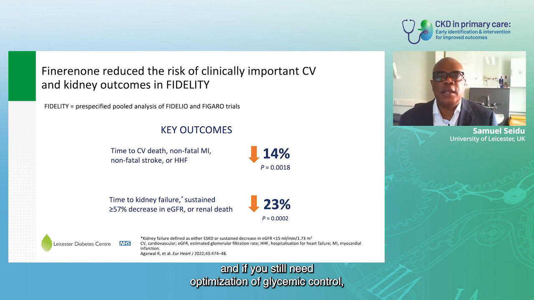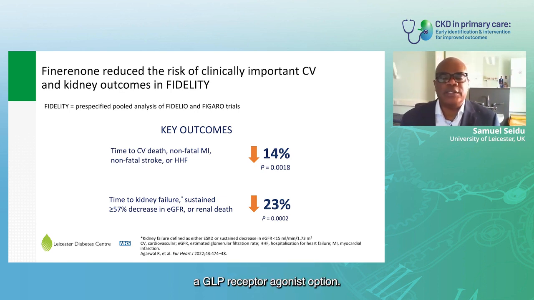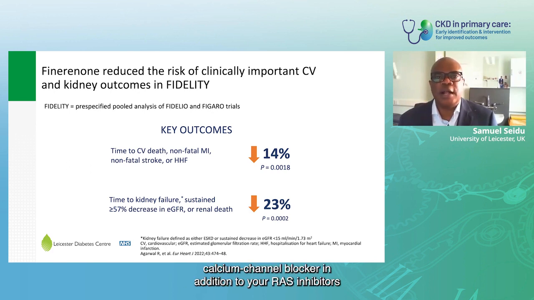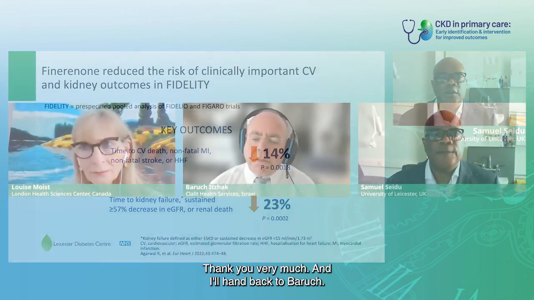And if you still need optimization of glycemic control, a GLP-1 receptor agonist is an option. If you need blood pressure control, a calcium channel blocker, in addition to your RAS inhibitors, is also adequate. Thank you very much. And I'll hand back to Baruch.